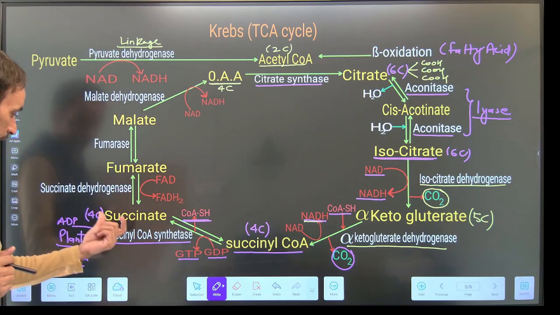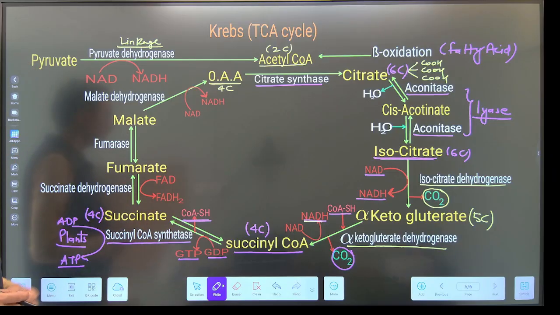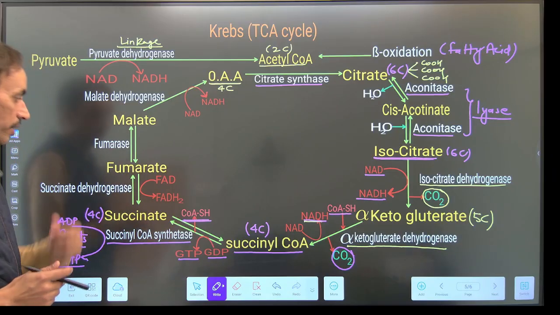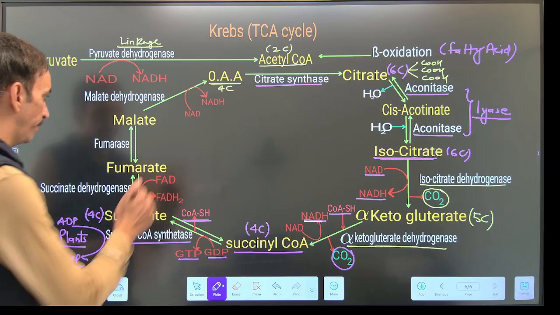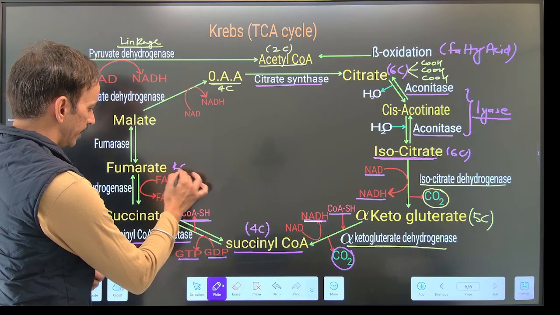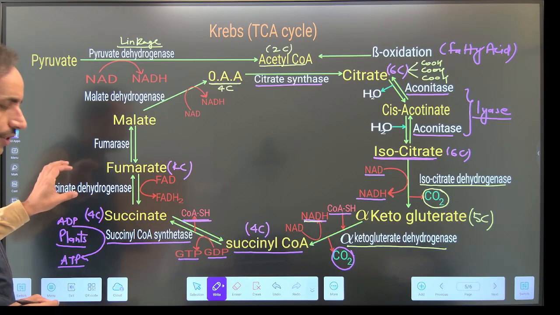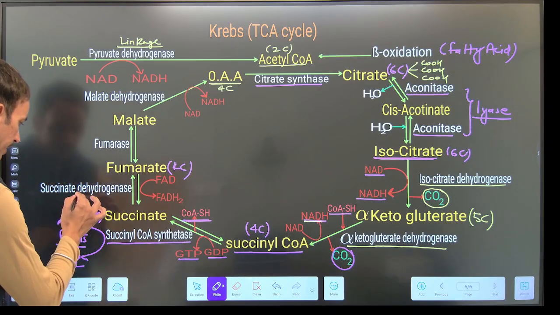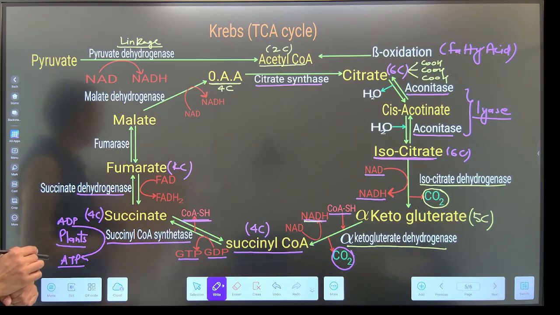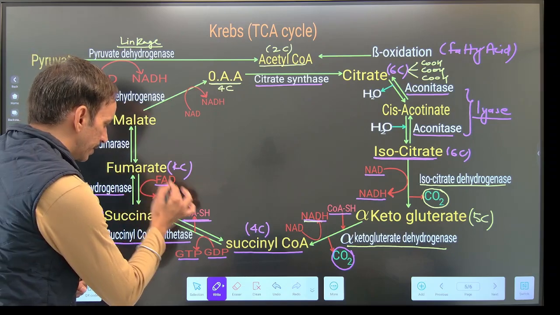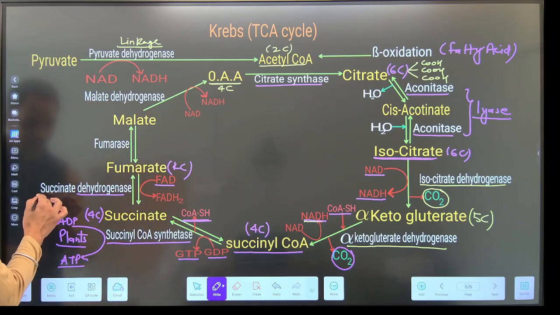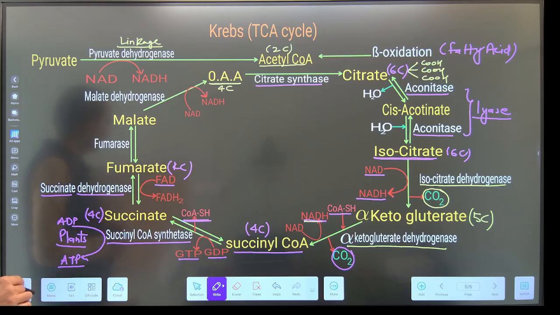Now, in the next step, the succinate will convert into the molecule which is called fumarate. Fumarate, again, is a 4-carbon molecule. Now, the enzyme which functions over here is again a dehydrogenase, but it is a FAD specific dehydrogenase that is known as succinate dehydrogenase.